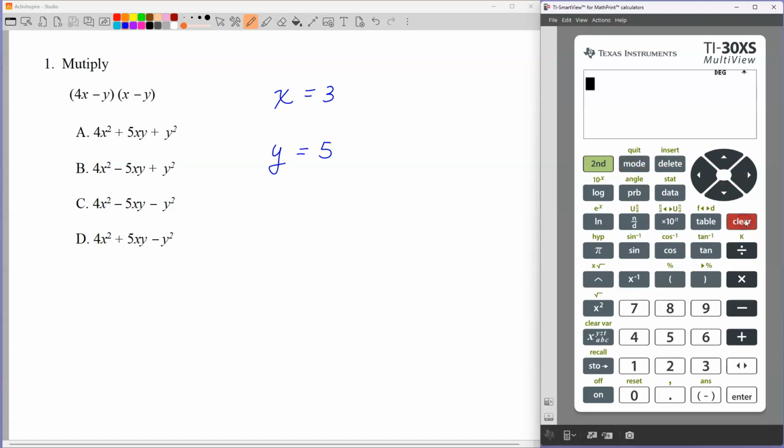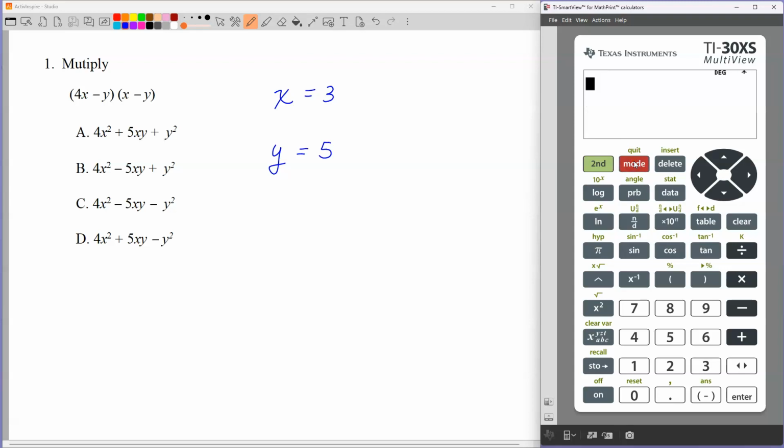I'll hit clear. It's still stored in there. If you don't believe me, watch. I'll go back to second recall. Watch. Second storage. Look, it's still stored in there. X is 3, Y is 5. Let's quit out again. Second mode. Now I'm really set to go.